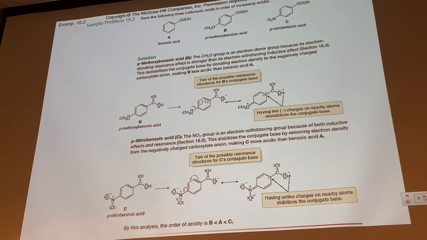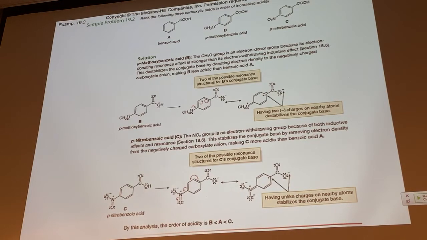On the contrary, with paranitrobenzoic acid, we have this pi bond. We can use it to withdraw electrons from the benzene ring, giving us a resonance structure with a positive charge close to the negatively charged oxygen. This is stabilizing, meaning this conjugate base is more stable, and paranitrobenzoic acid is more acidic.